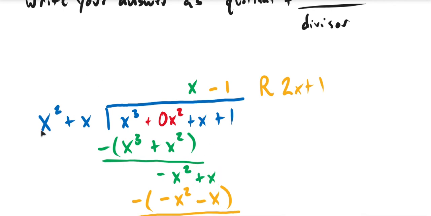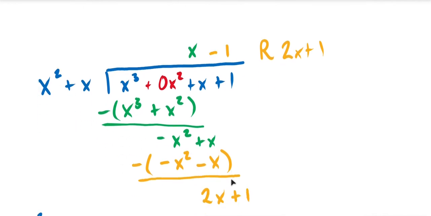What do I have to multiply x squared by to give me negative x squared? I need to multiply it by negative 1. So I do that, I multiply that by x as well to get negative x, and we take a difference. This gives me 2x plus 1, but look, 2x plus 1, it's not a number yet, but it's smaller in degree than the divisor. So I can't multiply by some polynomial term here to get x squared to be 2x.